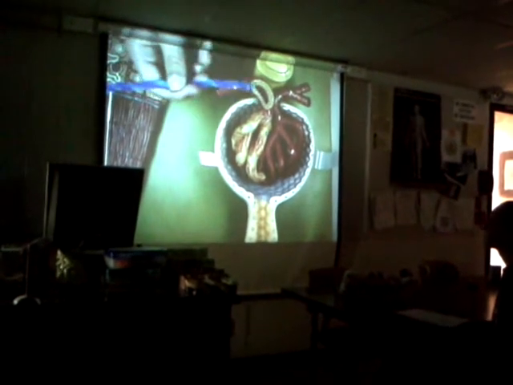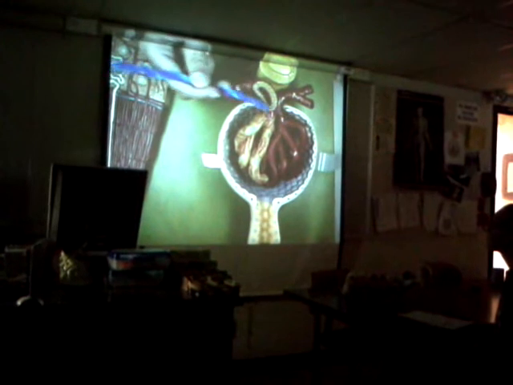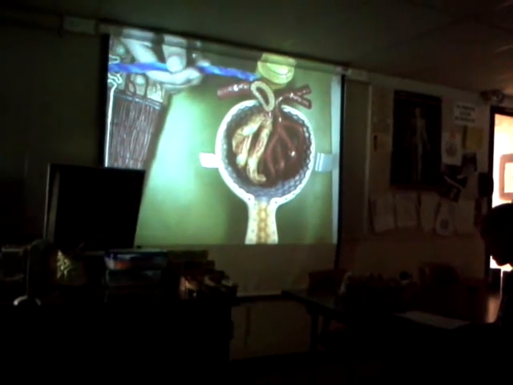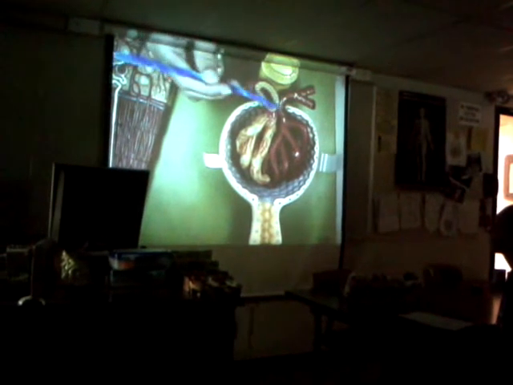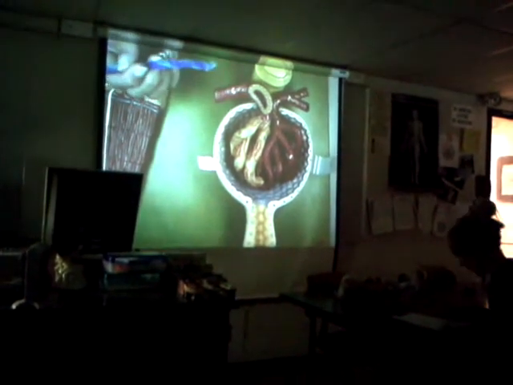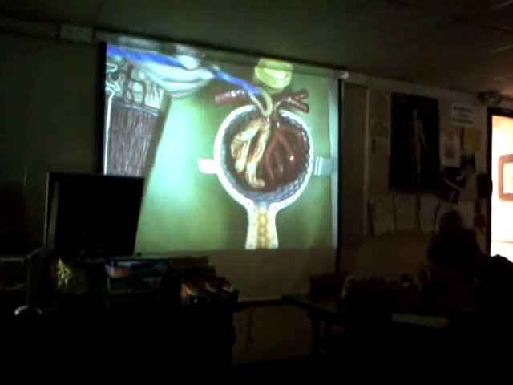And then these are the juxtaglomerular cells. Good. These guys are going to be your smooth muscle cells that help constrict the blood flow, regulate what's coming into our system here.